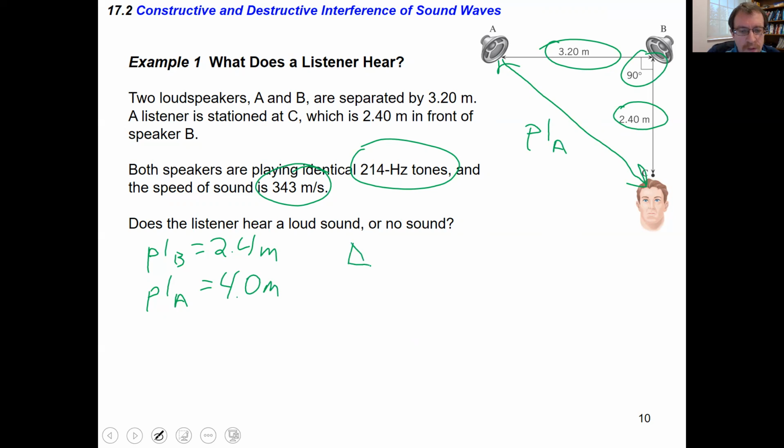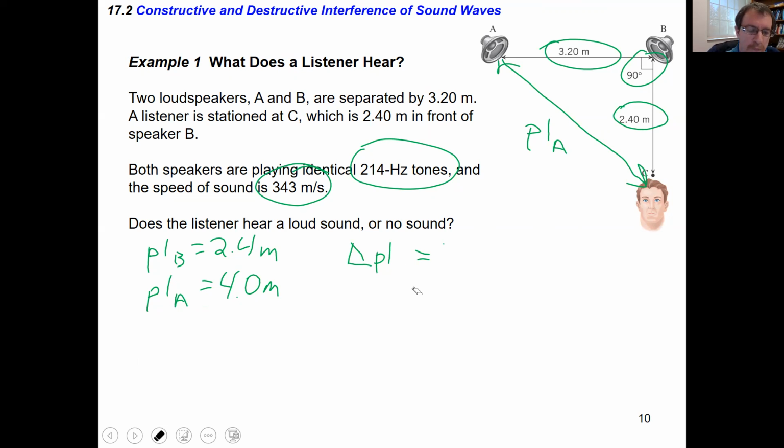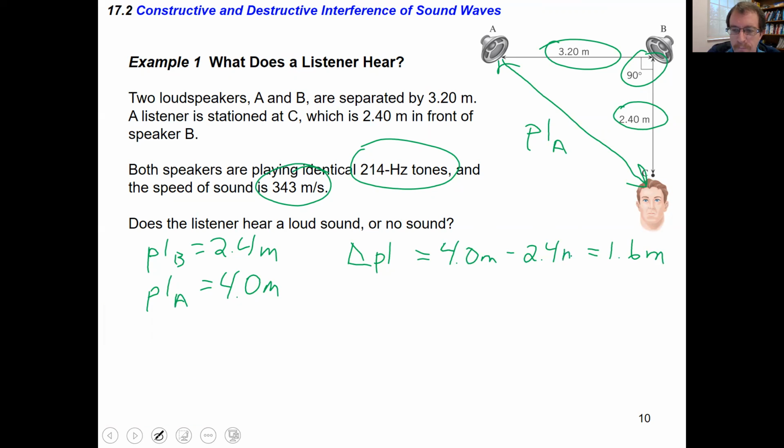Our difference in our path lengths, then, our difference in our distances from the two speakers to the person, would be 4 meters minus 2.4 meters, which is equal to 1.6 meters. Okay, so that's our difference in path lengths.